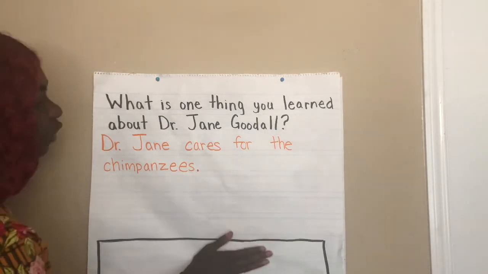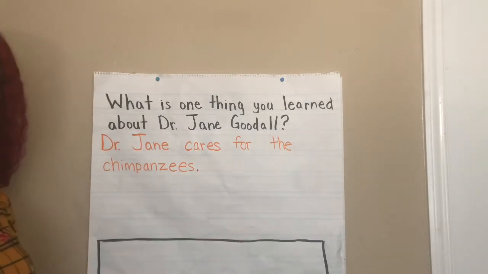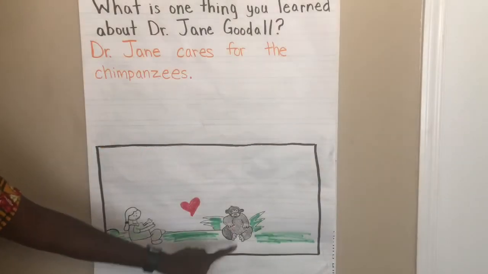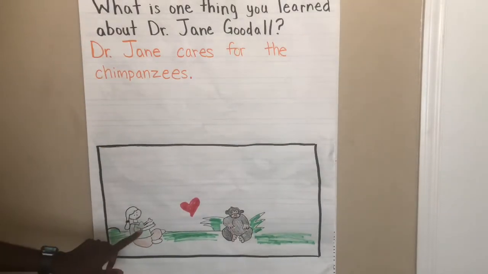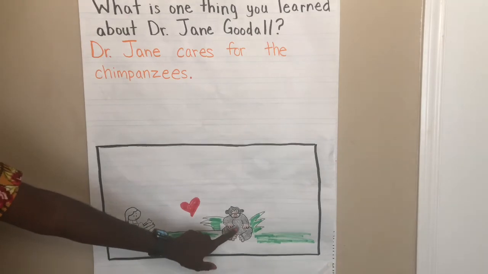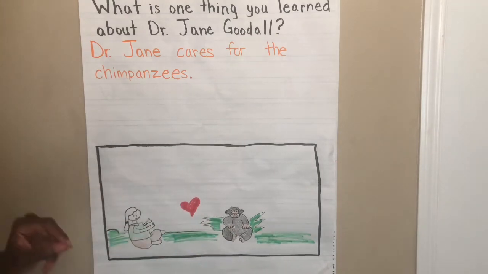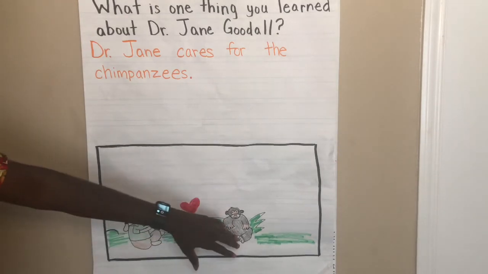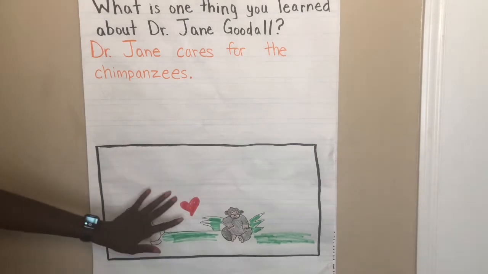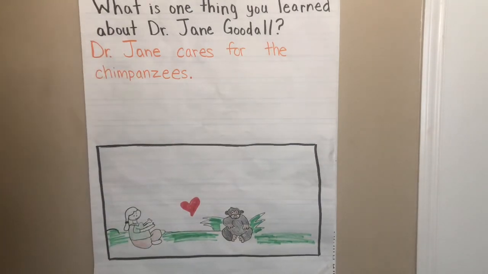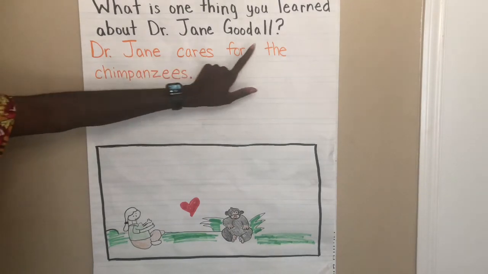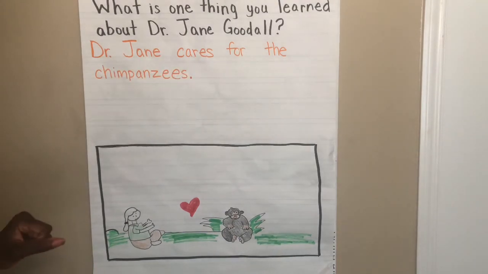And then we're going to draw that. I drew Dr. Jane and the chimpanzee with the heart in the middle because she loves the chimpanzee. And when you love something, you care for it. So that's how my sentence matches my drawing. Dr. Jane cares for the chimpanzees.